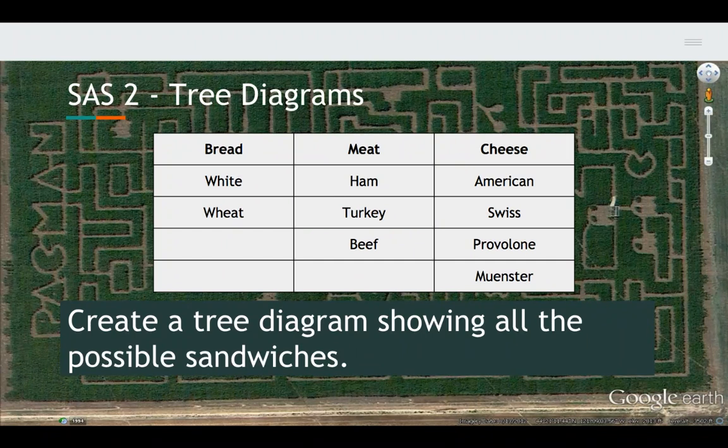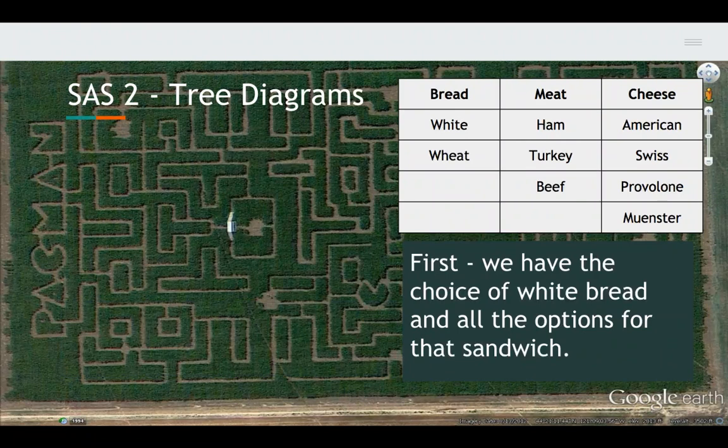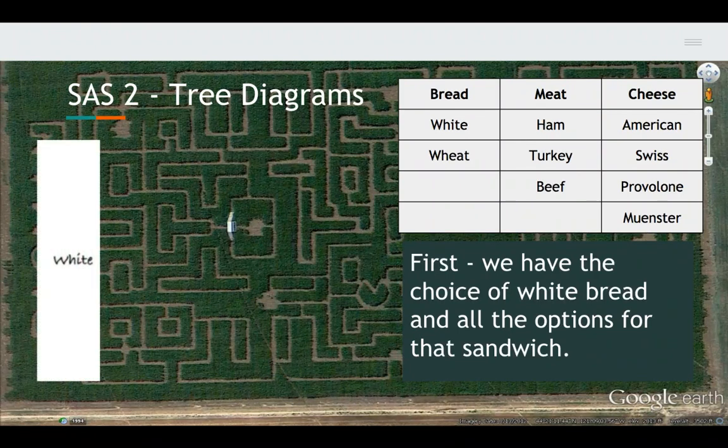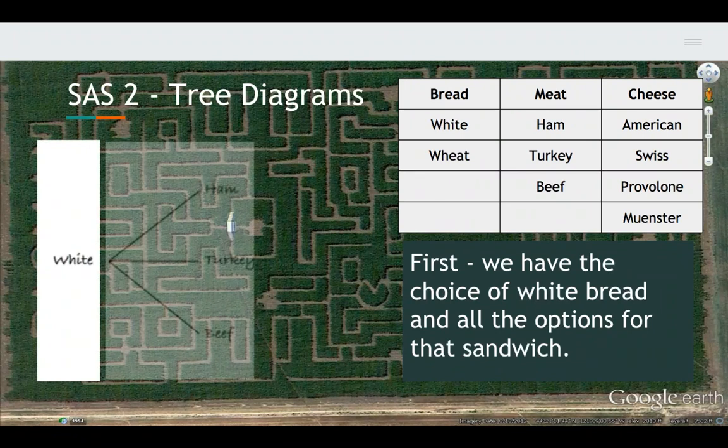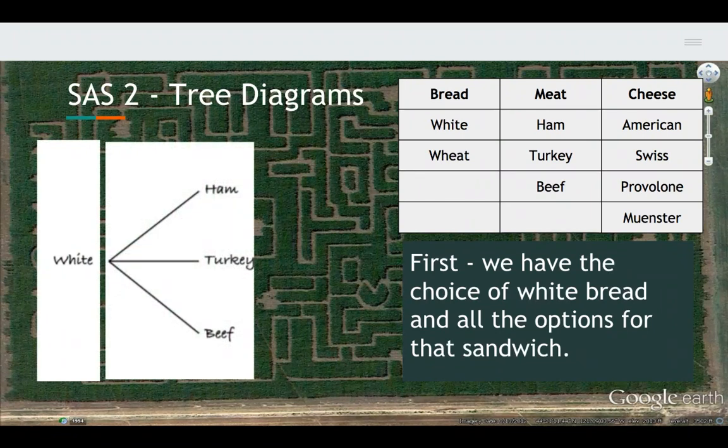It shows all the possible sandwiches if you go into a little delicatessen: 2 selections of bread, 3 selections of meat, and 4 selections of cheese. Now, how do we know the total number of possibilities? We'll look at that here in a second. So, the choice of white bread and all the options of that sandwich. Then the choice of ham, turkey, or beef, or choice of meat, I'm sorry. And then the choice of cheese.